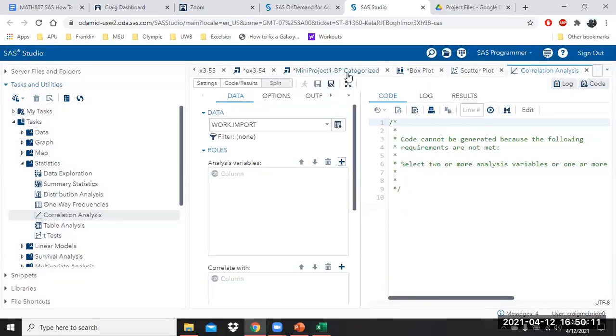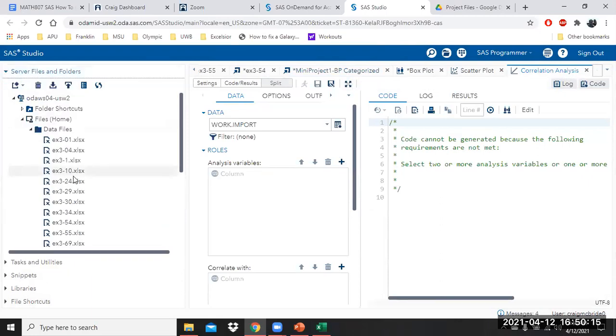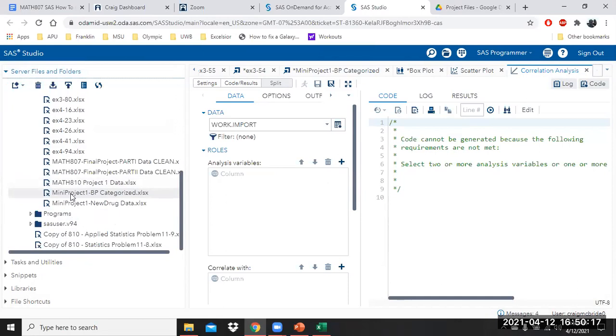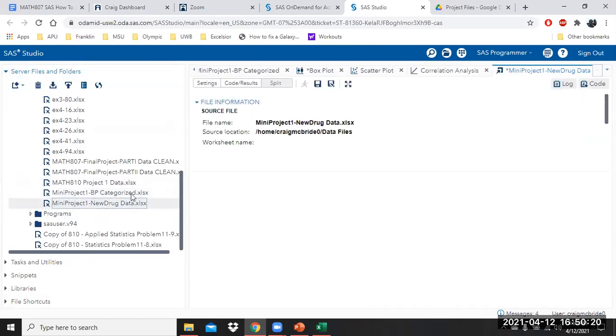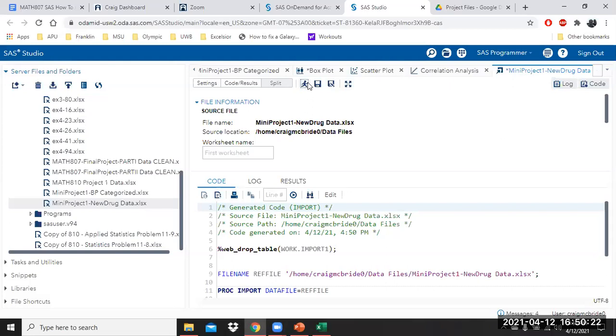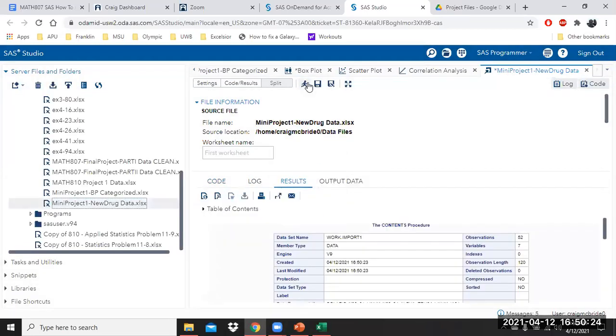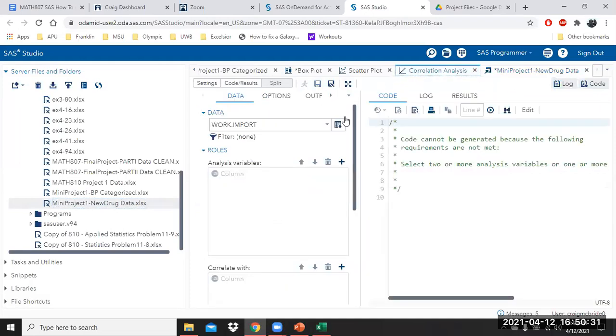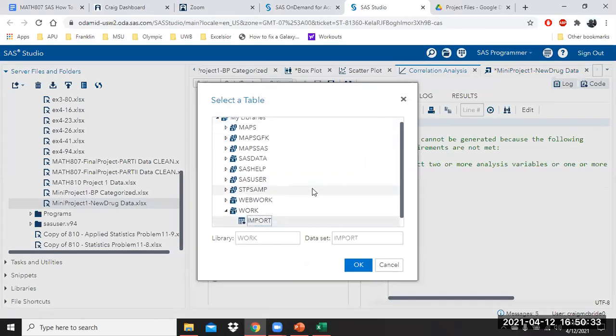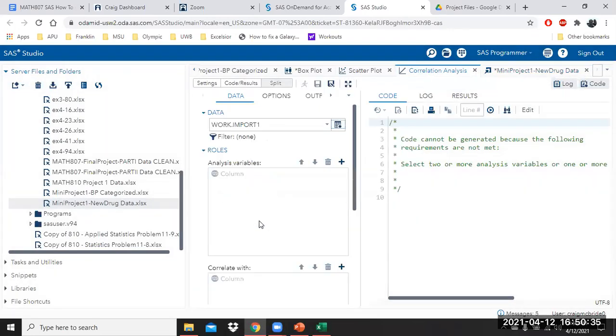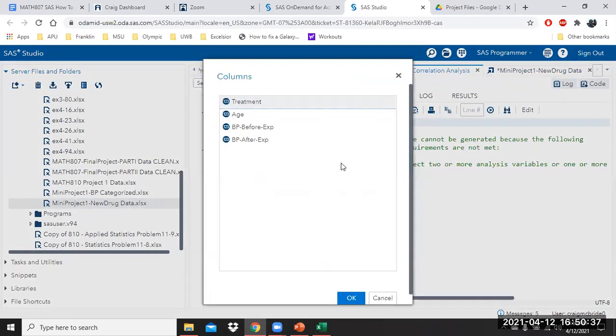Data. Well, that's BP categorized. That's fine. Whole mini project. Analysis variables. I thought you could just do both of them. Let's see what happens.